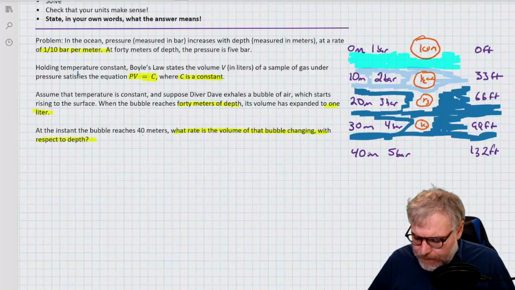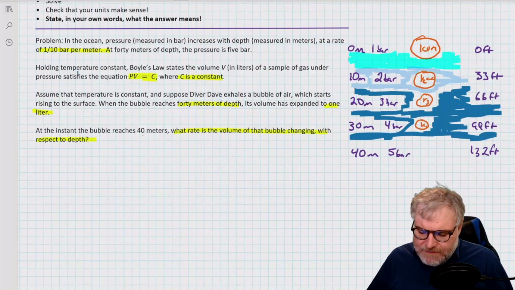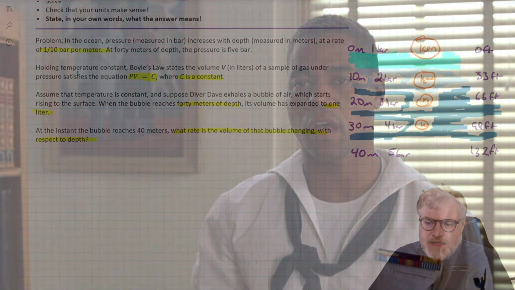So here's what I wrote. Now, holding temperature constant, Boyle's law states that volume in liters of a sample of gas under pressure satisfies the equation PV equals C, where C is some constant. Boyle's law describes the behavior of gases under varying amounts of atmospheric pressure. It states that if a diver holds his breath at 100 feet, continues holding while rising to 10 feet, then the gases in his lungs increase 4 times.